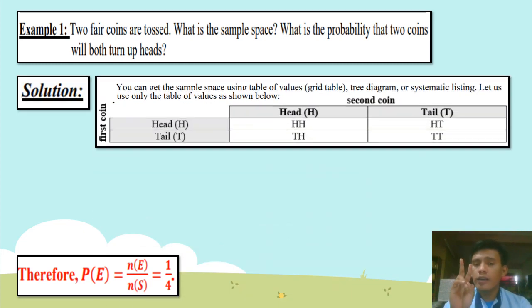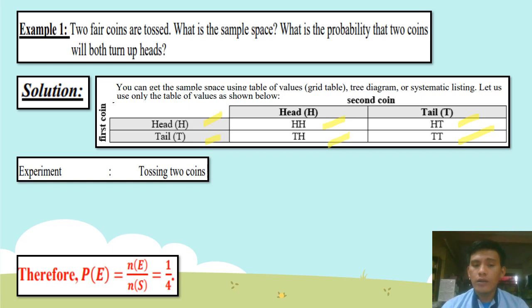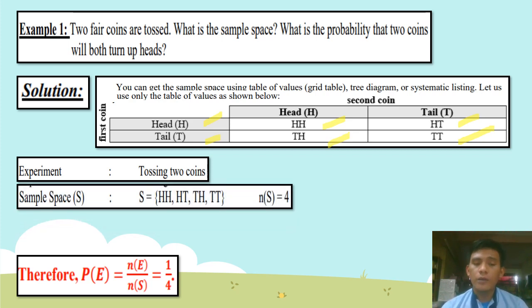In a coin, there are two faces, one head and one tail. You can get the sample space using the table of values, tree diagram, or systematic listing. For now, let us use only the table of values as shown below. For head, you can come up with head-head or head-tail. For tail, you can come up with tail-head or tail-tail. It means that there are four possible outcomes. So for the experiment tossing two coins, the sample space will be 4 as our possible outcomes, that will be NS.